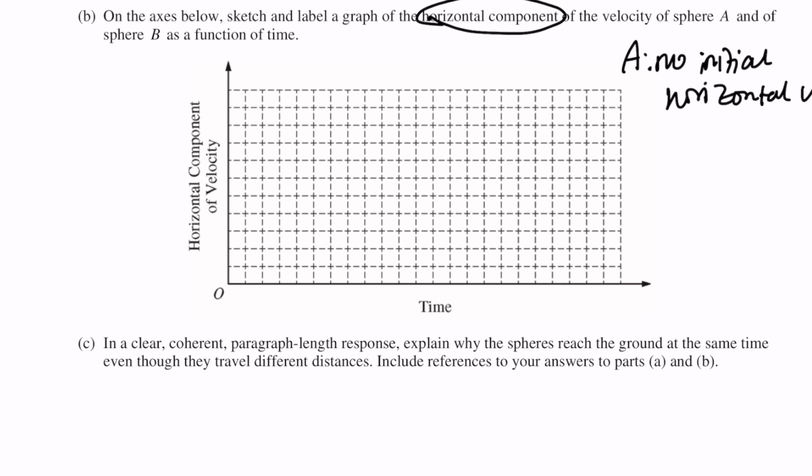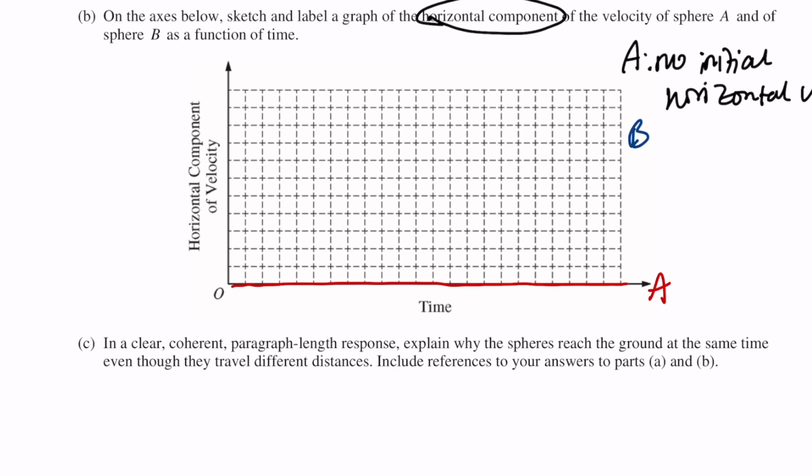So that means that throughout the entire time of flight, the velocity of A in the horizontal direction should be 0, because there was no initial velocity given in the first place, so there shouldn't be any throughout its entire flight, because there's no horizontal forces acting on it to accelerate it or give it a horizontal component of velocity. So I'm going to use red for A. A is going to have a velocity of 0 throughout the entire time, and we're going to label it because that's always good practice on your FRQs.